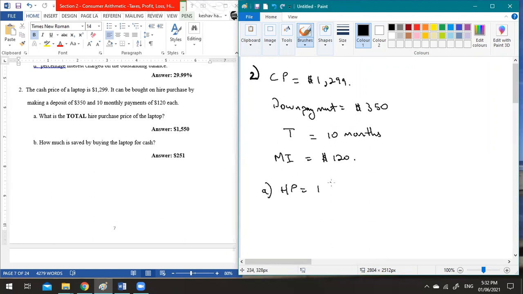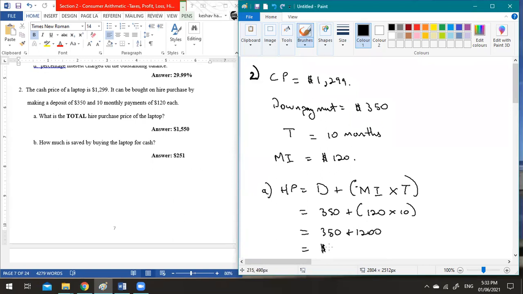So again, we know it is the down payment added to the monthly installments multiplied by the time. So the down payment is $350, add 120 multiplied by 10. No calculator needed for this one because since we multiply by 10, we just add a 0. And we add it up to get $1,550 is the hire purchase price.